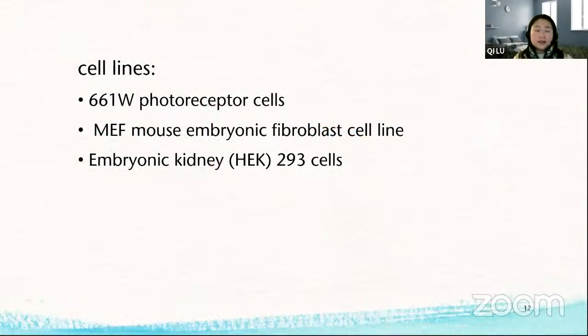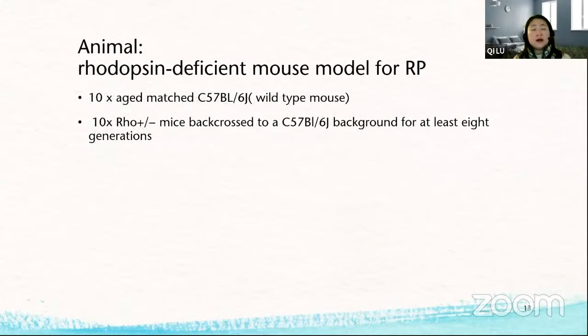So in this study, the cell lines used are the 661W photoreceptor cell line that comes from the mouse photoreceptor, another one is MEF, the mouse embryonic fibroblast cell line, and another one is the HEK cells. The animals they're using are 10 C57 mice and 10 rhodopsin heterozygote mice with the genetic background, the same as the C57 wild type mice. So it's 10 to 10, and these animals are age matched.